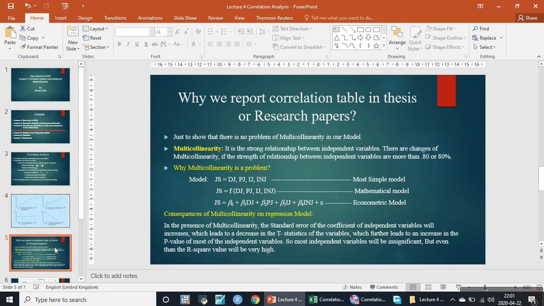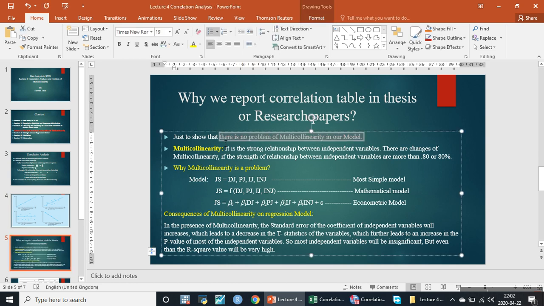Now, another most important thing is why we report a correlation table in a thesis or in a research paper. Why? There is only one answer: just to show that there is no problem of multicollinearity in our model. This is the main purpose.